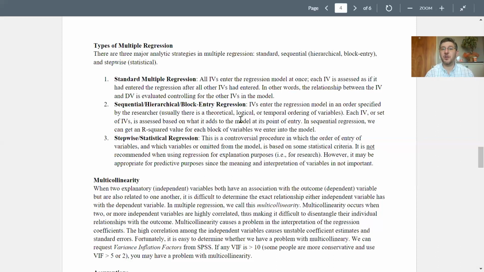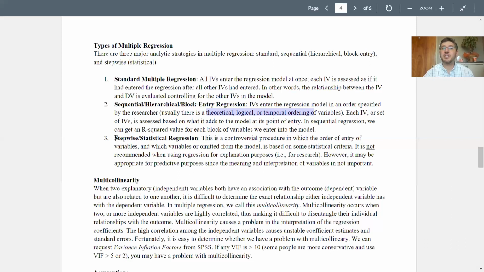I think if you're going to use a block entry regression, you need to have a good theoretical, logical, or temporal ordering to the variables. You can't just say, well, I'm going to put this variable in first and this one in second and this one in third. You should have some type of theory or justification for why you're entering the variables in the model in that order. And you'll see in the homework that the order you enter the variables in the model matters and has implications for how you interpret the model as well.